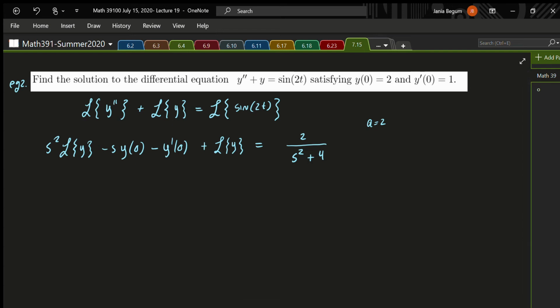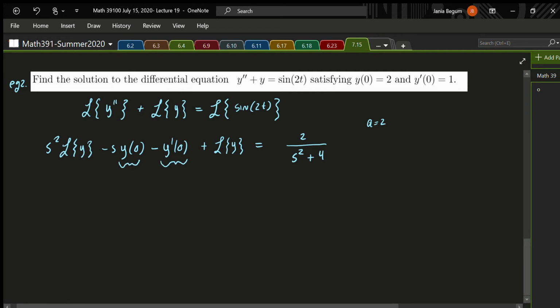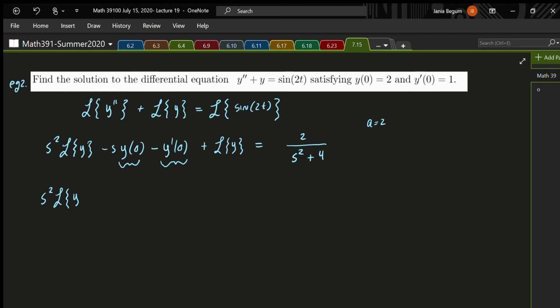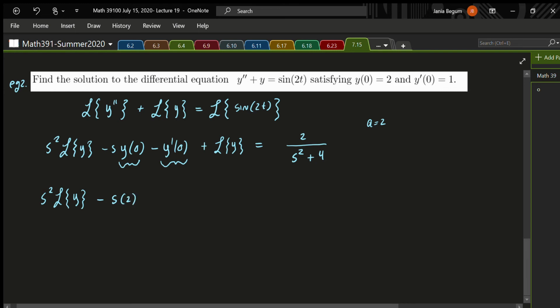Now let's do the algebraic work. So this we need to substitute, because they are the initial conditions. So we have s squared Laplace of y minus s times y of 0. Y of 0 is 2, minus y prime of 0, that's 1, plus Laplace of y is equal to 2 over s squared plus 4.